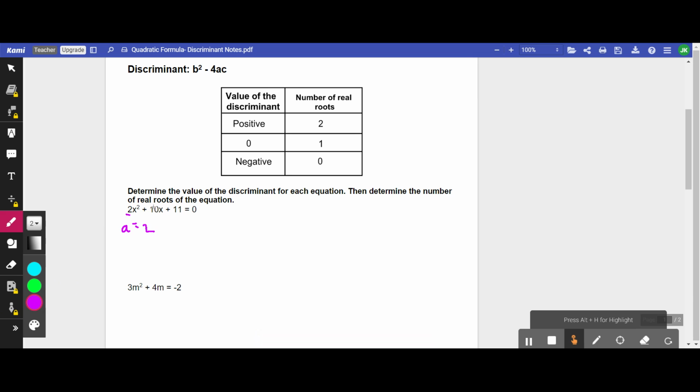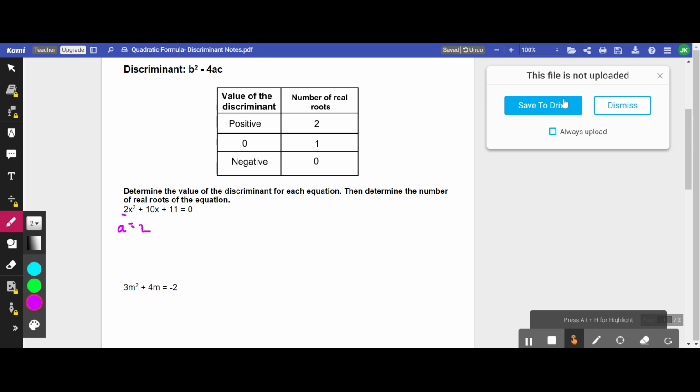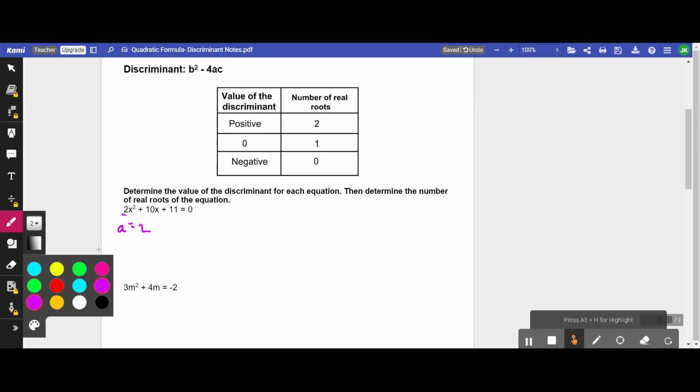And then b is the coefficient of your x term. So here that'd be 10. Here b will be 10. And then your c will be your constant there, which would be 11. And then you're just subbing them in next. So you're doing b squared minus 4ac. So your b here is 10, so you can sub that in. So it'd be 10 squared to start. And then minus 4, and then times your a value, which is 2 here. And then times your c value, which is 11.